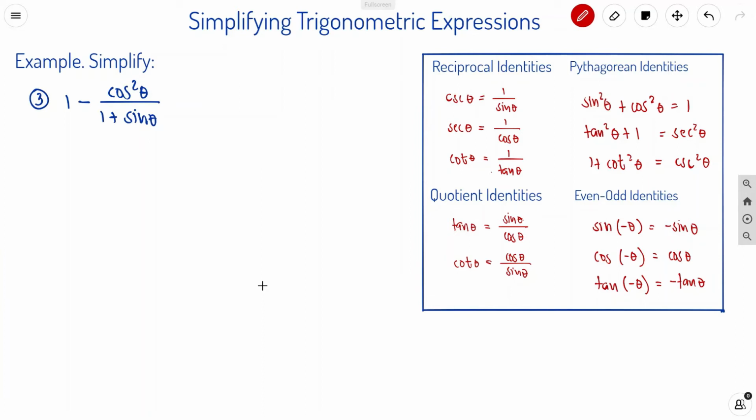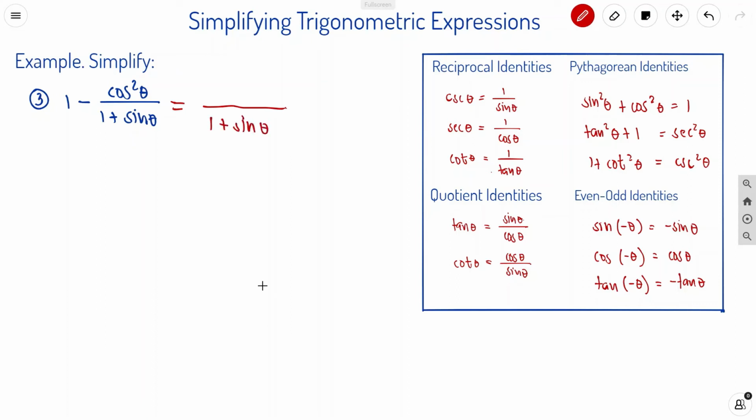Now, para sa ating third example, let's simplify 1 minus cosine square theta over 1 plus sine theta. Now, to simplify this one, ang first natin gagawin dito is to convert the given expression into a single trigonometric expression. And to do that, ang gagawin lang natin is isubtract ang dalawang fractions. Now, in subtracting two fractions, of course, ang first natin gagawin is to find the LCD. So now, what's the LCD or the least common denominator of 1 and 1 plus sine theta? Of course, that is just equal to 1 plus sine theta.